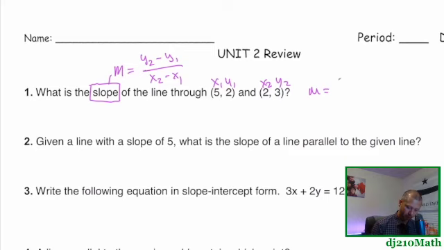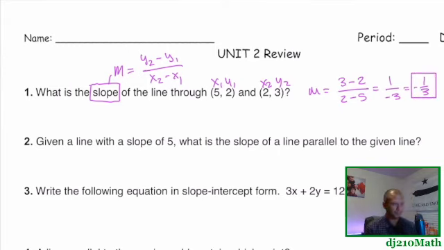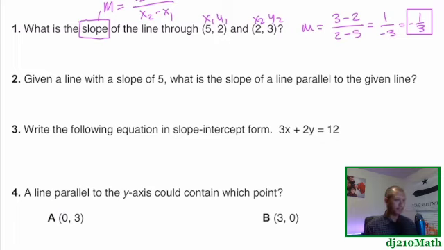y2, 3 minus y1, which is 2, over x2, 2 minus 5. This is going to be 3 minus 2, which is 1, over 2 minus 5, which is negative 3. So negative 1/3. That's the slope. All right, number 2, given a line with a slope of 5.